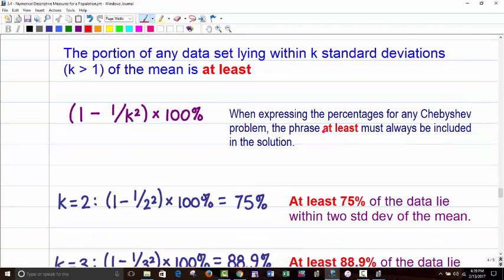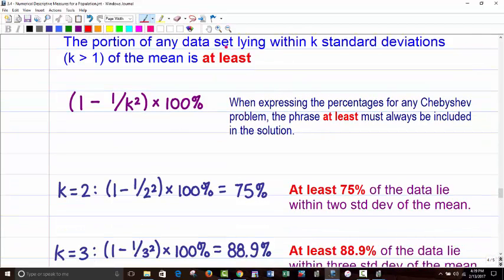And this is very important. See how I've got this red "at least" all over the place. Pay attention to that, because the wording and the answer for Chebyshev's rule has got to say at least. I mean, the empirical rule can say about 95% or around 95%. This has to say at least. So watch for that. Any answer that doesn't say at least can't be correct.